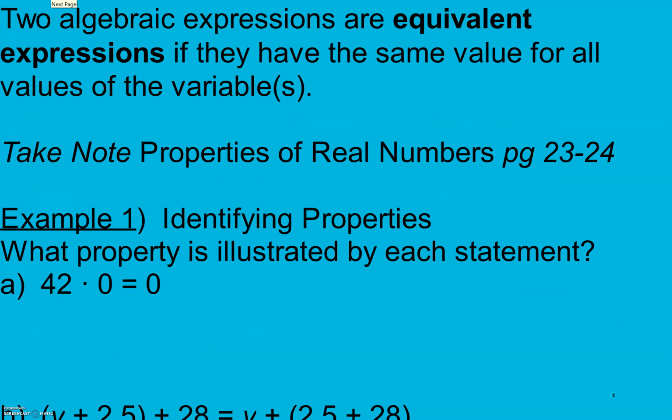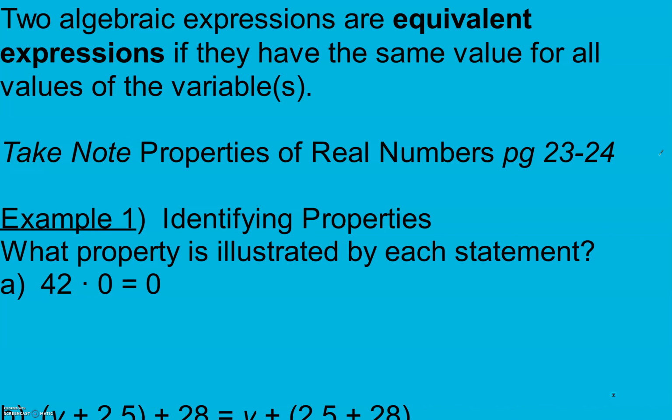Two algebraic expressions are equivalent expressions if they have the same value for all values of the variable. The take note on pages 22 and 23 just talks about those important properties that I mentioned on the first slide. So, commutative property of both addition and multiplication lets us move pieces around.